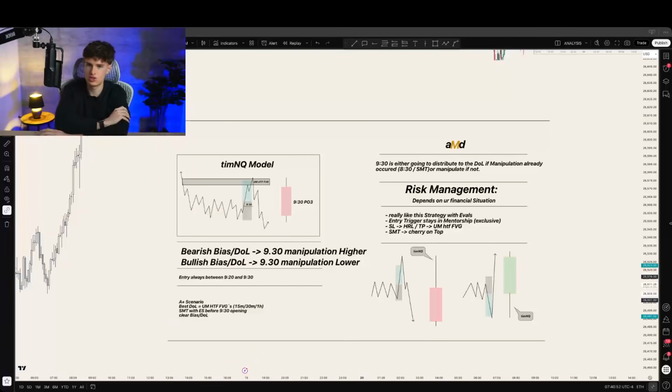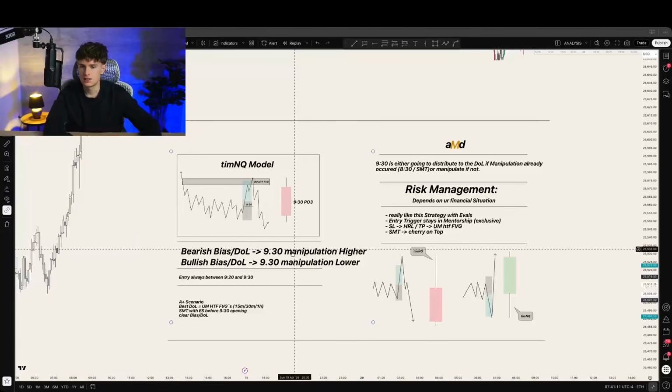If we have a bearish draw or bearish bias, I'm expecting the 9:30 manipulation to be higher, so an open, high, low, close. If we have a bullish bias and a bullish draw on liquidity, I'm expecting the 9:30 to manipulate lower and have an open, low, high, close. The entry is always between 9:20 and 9:30.